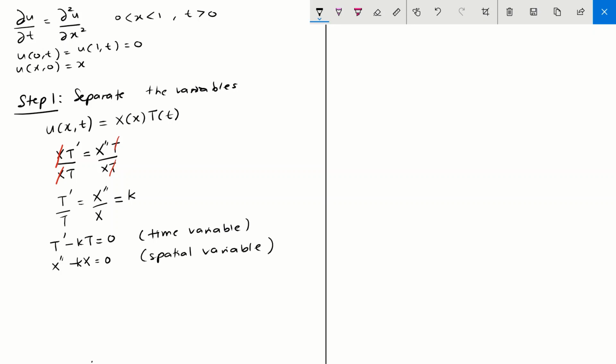There are three possibilities for the value of k. When k is greater than 0, we let k equal λ². When k equals 0, and when k is less than 0, we put k equal to minus λ². Alright, this is the first step, where we separate the variables and reduce the PDE into two ordinary differential equations.